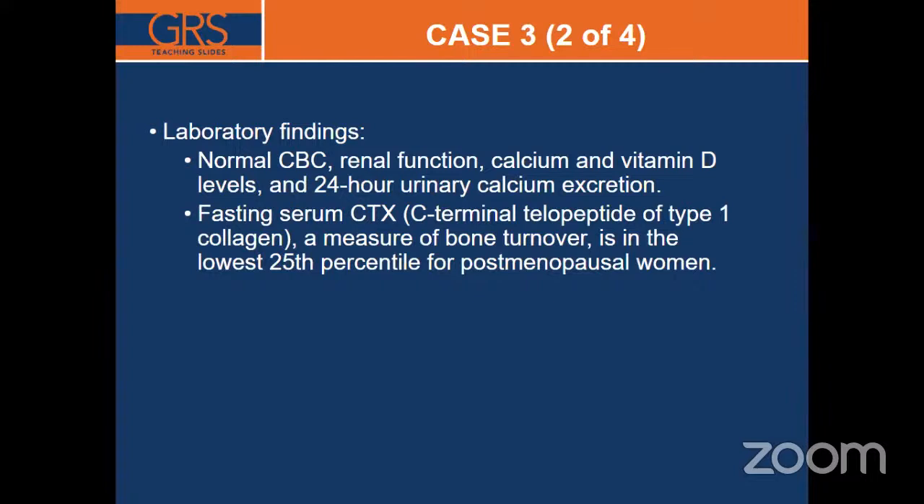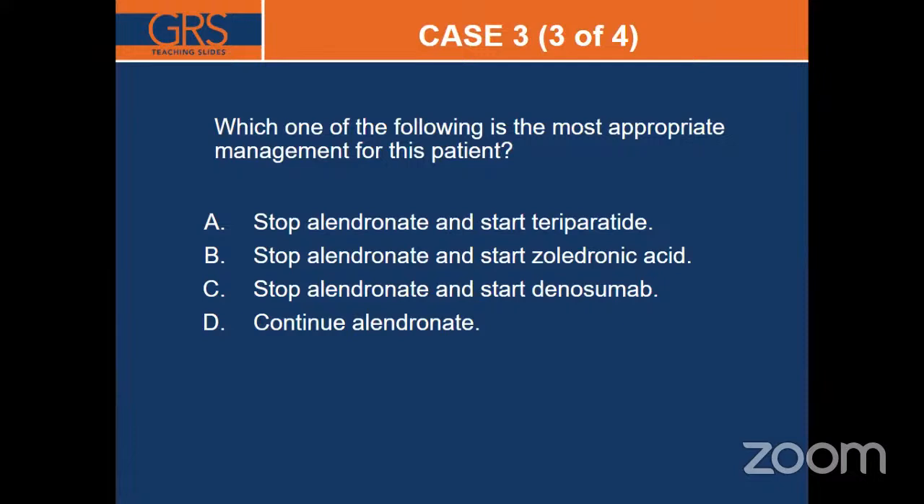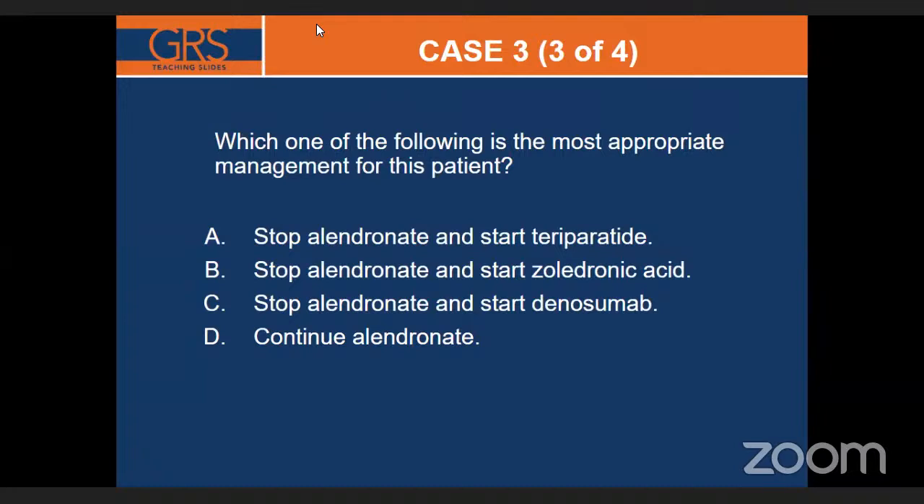Laboratory findings: she has normal CBC, normal renal function, calcium and vitamin D levels, and a normal 24-hour urinary calcium excretion. Fasting serum CTX, the C-terminal telopeptide of type 1 collagen, a measure of bone turnover, is in the lowest 25th percentile for postmenopausal women. Which of the following is the most appropriate management for this patient? A: Stop alendronate and start teriparatide. B: Stop alendronate and start zoledronic acid. C: Stop alendronate and start denosumab. D: Continue alendronate. Please unmute yourself or use the chat to choose an answer. Okay, I see D's and A's.